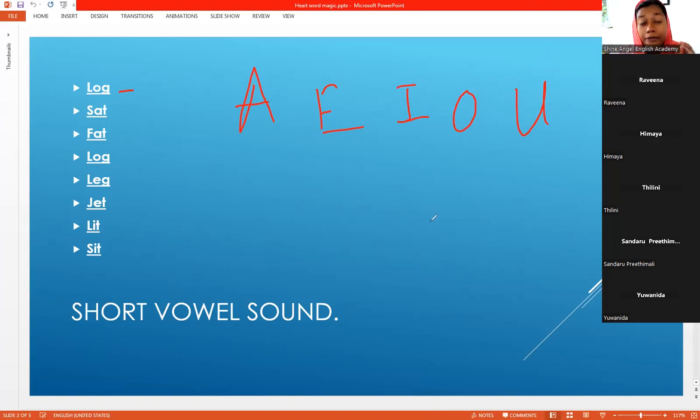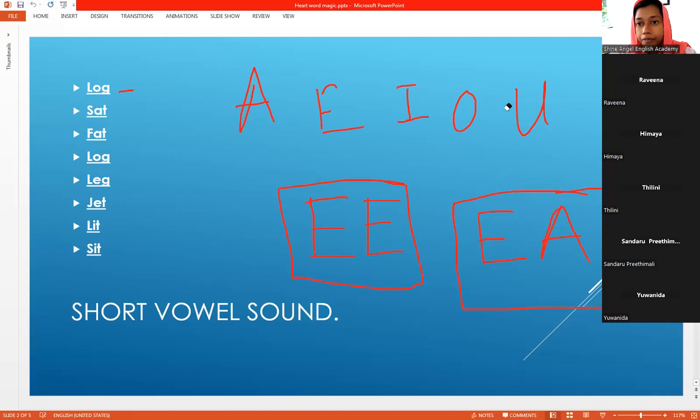Now, what if they have the long vowel sound? For example, you have the word with double E. This gives you the sound E and also EA. It also gives you the same sound E. I'm taking this as an example because there are so many. If you take them together, there are almost 20 vowel sounds. So this is an example.